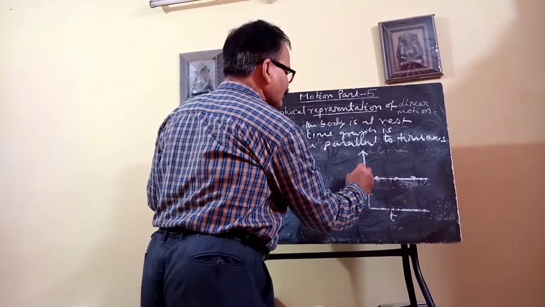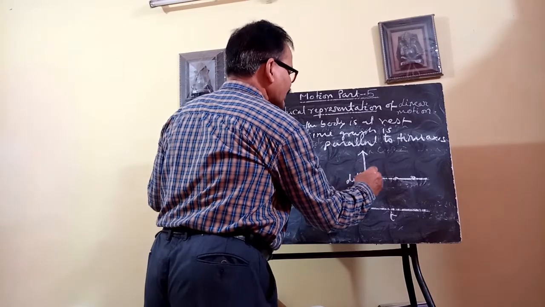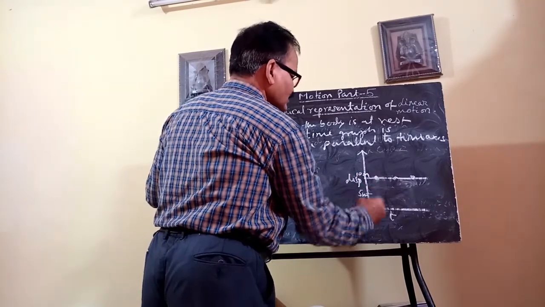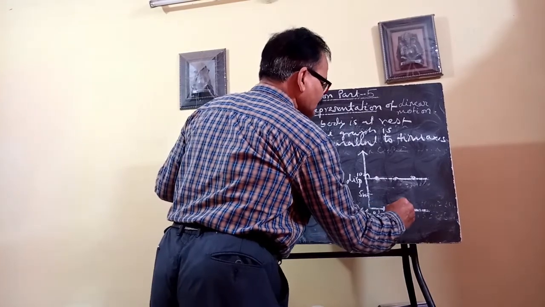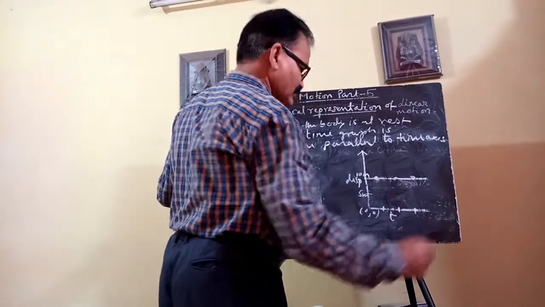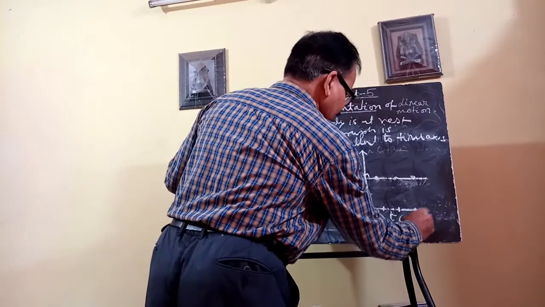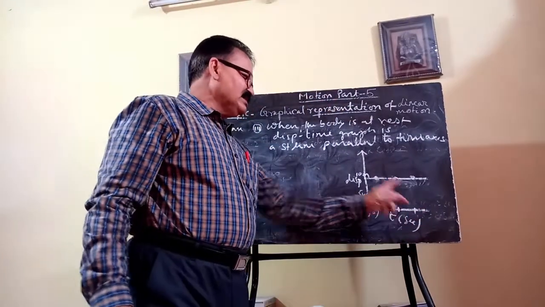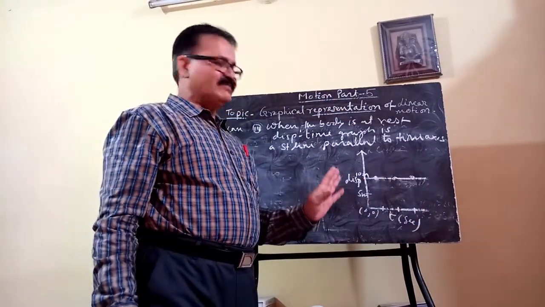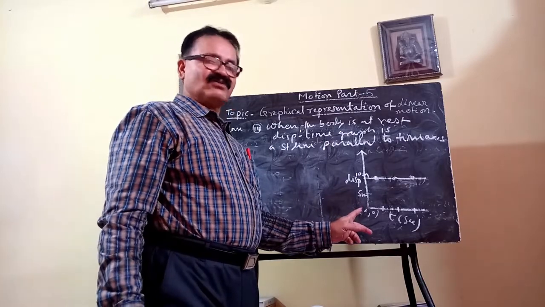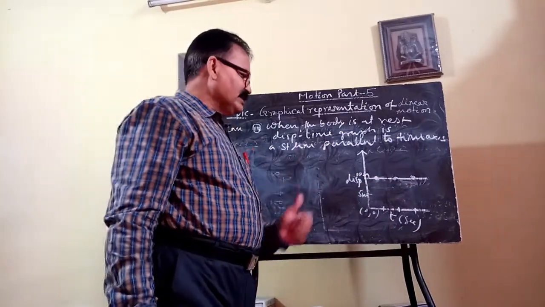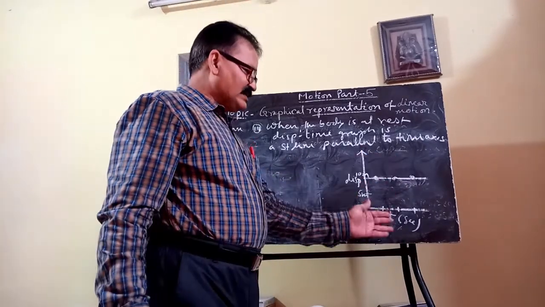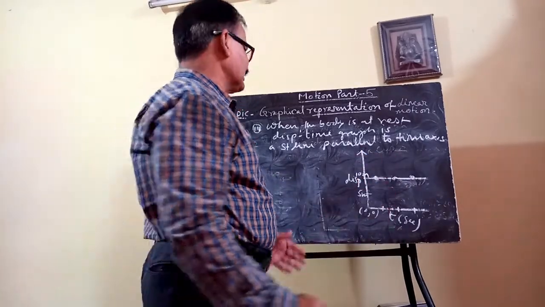Say this is your 5 meter, this is your 10 meter. So this is your 0, 0. Time 1 second, 2 second, 3 second, and so on. Time is in your second. So time is increasing, but the displacement remains the same with respect to the origin. So that means the body does not move. So it is a straight line and it is parallel to the time axis.